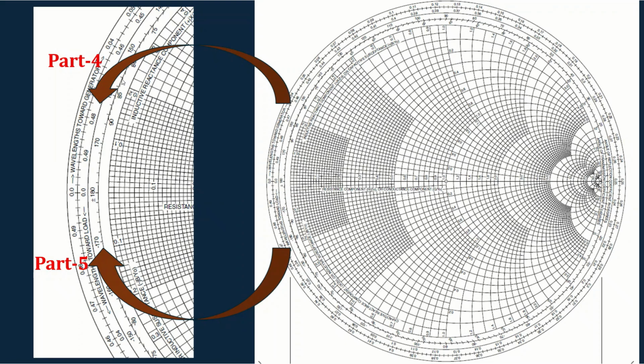Hello everyone. So in part 4 of the video, we have seen the importance of wavelength towards the generator and how it is helping us to calculate the input impedance when we know the load impedance. So in part 5, we can see the importance of wavelength towards the load and how it is helping us to calculate the load impedance.